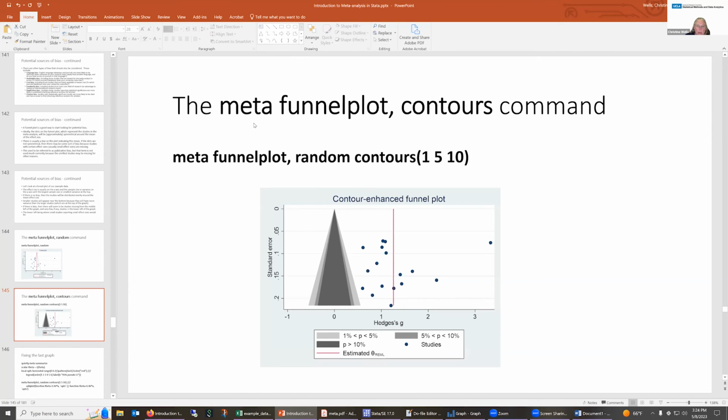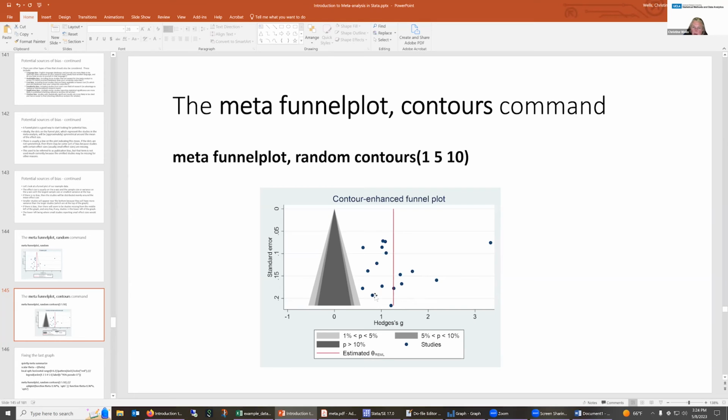So I ran the meta funnel plot, contours command here. I ran this command and I got this graph. And I thought, that has got to be the screwiest thing I have ever seen. What gives? So let's talk about this and then I'll show you how to fix this up. I put this in here because I figure I'm not the only person who's going to have this problem. And I want you to see how you can make sense out of something that looks this cuckoo.